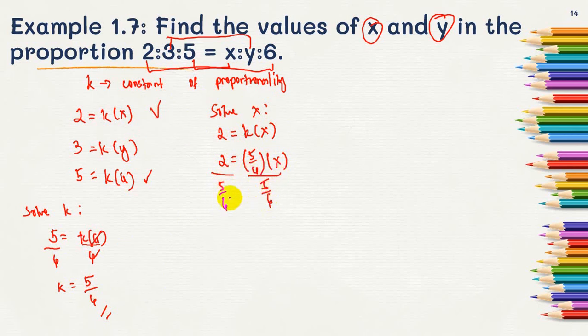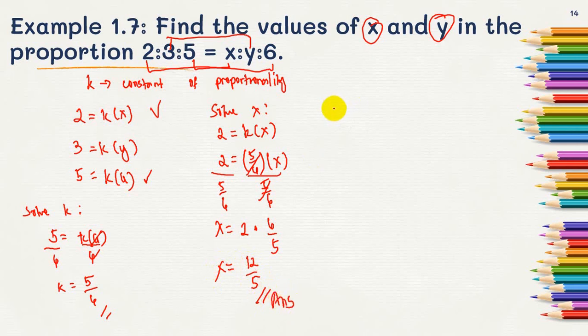Now we are dividing fractions. So therefore, x equals 2 divided by 5/6. When dividing fractions, get the reciprocal of the divisor and then proceed to multiplication. The reciprocal of 5/6 is 6/5. Therefore, 2 times 6 is 12/5. That is the value of x.